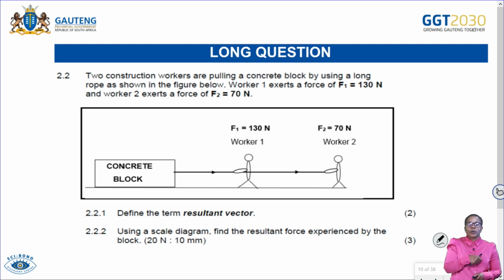They are both pulling the block. You have worker 1 with a force of 130 newtons, as well as F2 with a force of 70 newtons. The first question is saying define the resultant vector. It goes back to your definition, which is very important. What is a resultant vector?